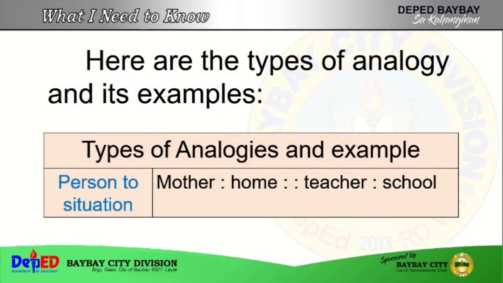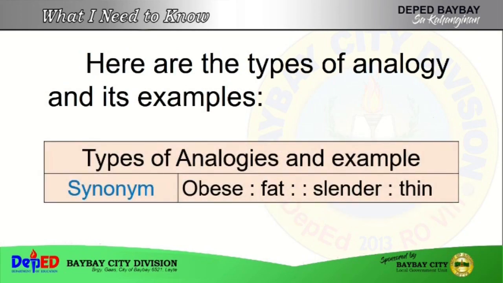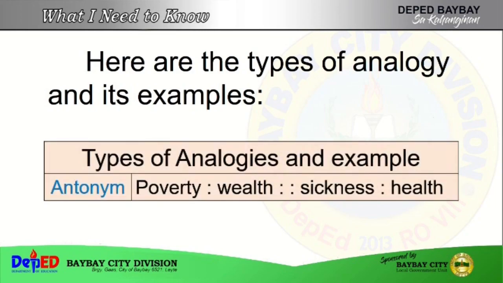Person to situation analogy, in which the paired words show a relationship of a person to a place or person to person. For example, mother is to home as teacher is to school. Synonym analogy, in which the paired words are similar to each other. For example, obese is to fat as slender is to thin. Antonym analogy, in which the paired words are opposite to each other. For example, poverty is to wealth as sickness is to health.